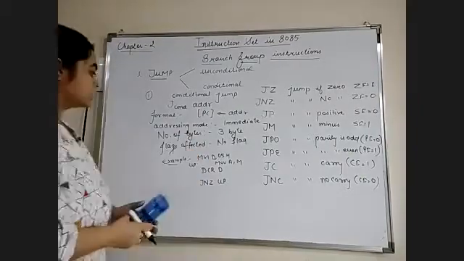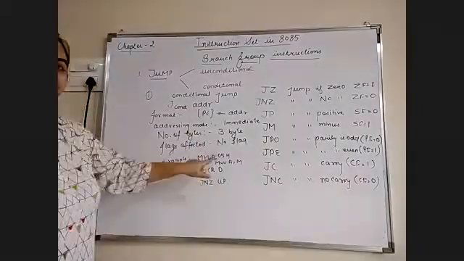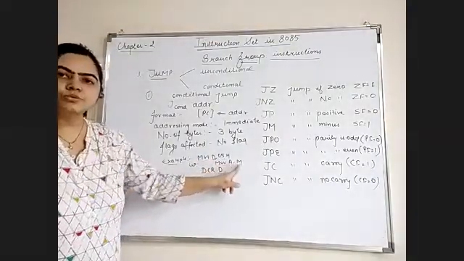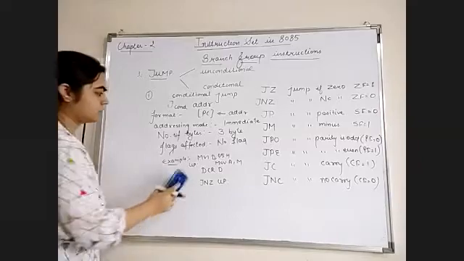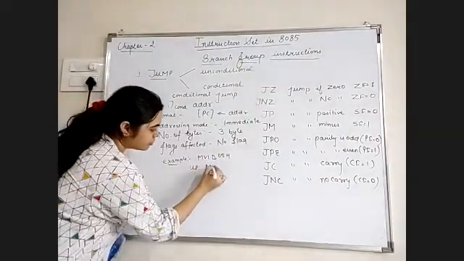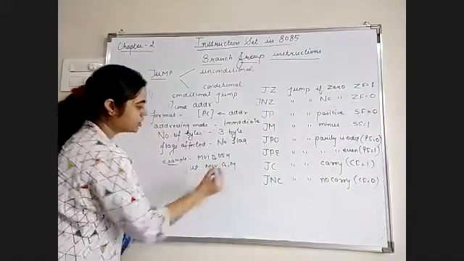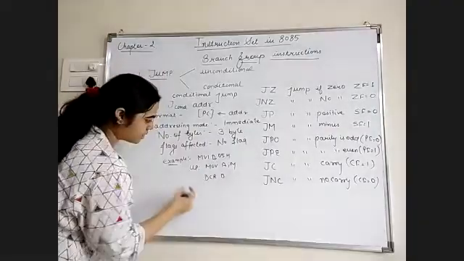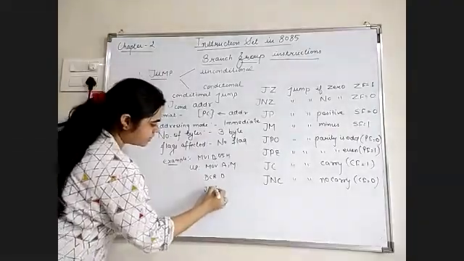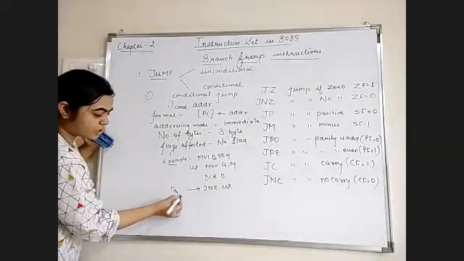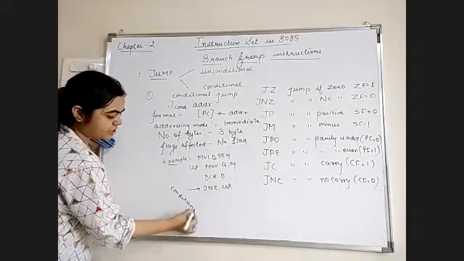See, suppose we have a program: MVI D, 05H, then MOV A, M with the label UP, then DCR D, and then again I am writing JNZ UP. So here you can see in this example we have a conditional jump statement.